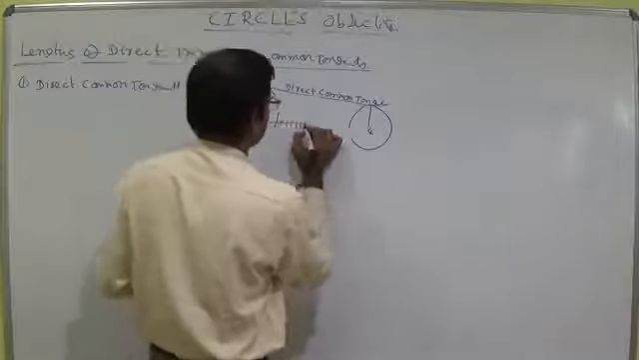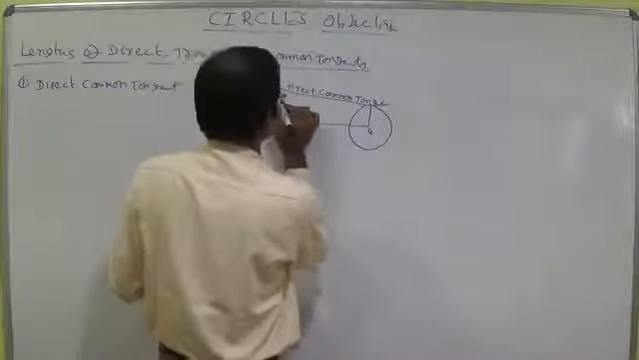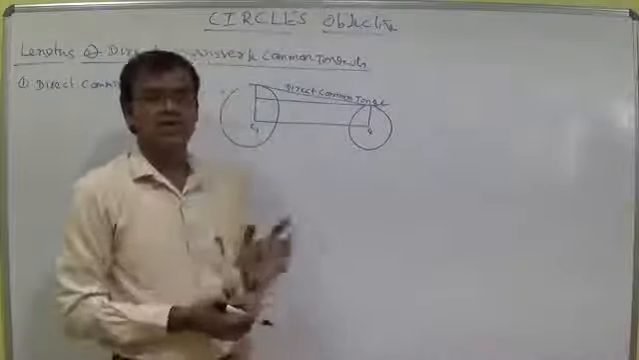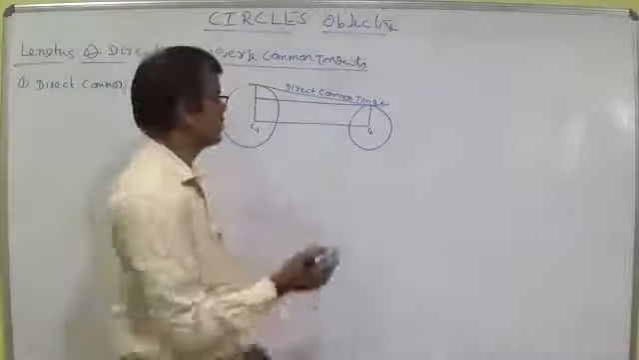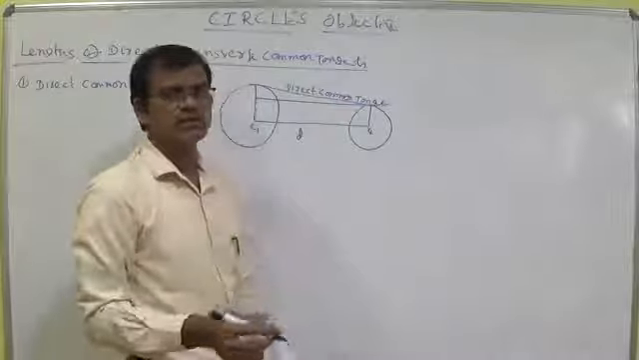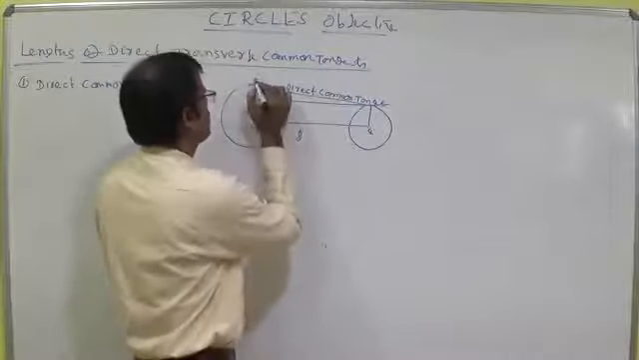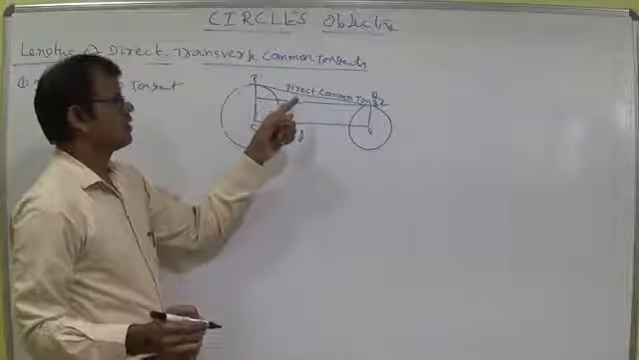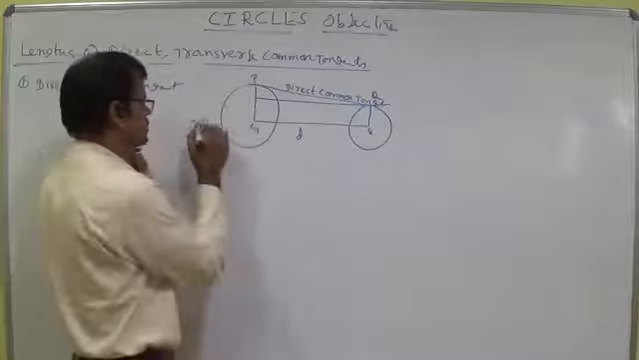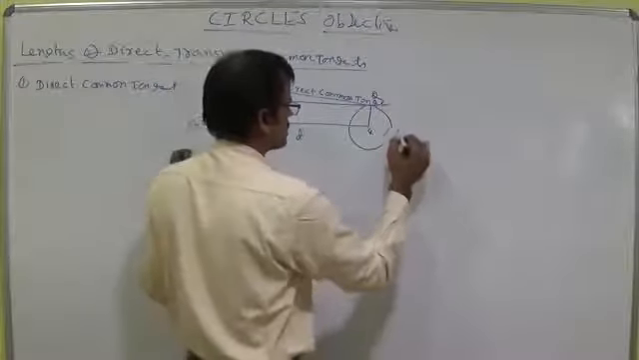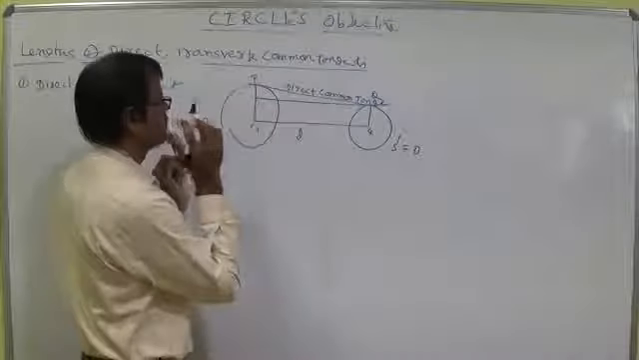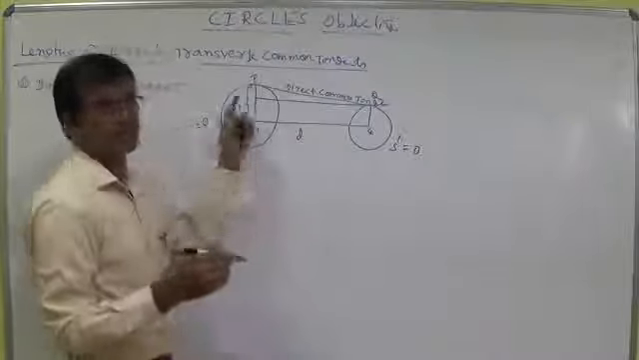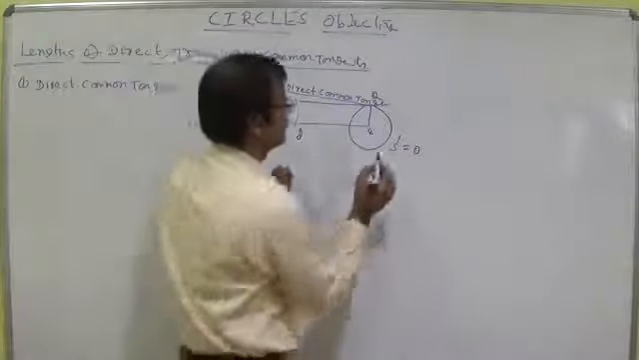We know that the line joining the centers C1, C2 can be indicated with the letter D. D means the distance of the line joining the centers. Let this be point P and this be point Q, the points of contact of the direct common tangent to the first circle S equal to 0 at P, and the second circle S dash equal to 0 at Q. Now this is R1, because from the center to any point on the circle is called the radius. This is R2.